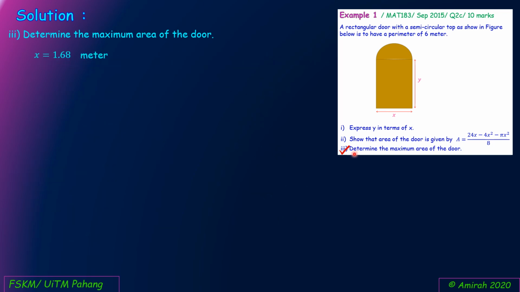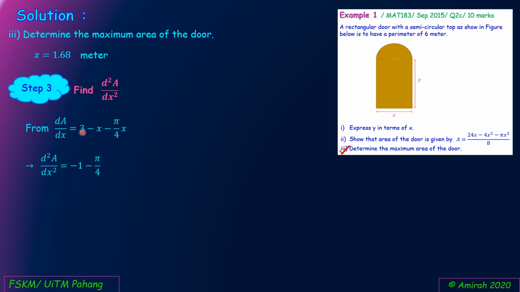We're still under question 3. Determine the maximum area of the door. From the previous slide, we get x equals 1.68 meter. Then we can continue with step 3. Find d2A over dx2. To find d2A over dx2, we need to differentiate the first derivative, dA over dx equals 3 minus x minus pi over 4 x, that we get in the previous slide, right? Then we can differentiate. We just differentiate one by one because in between is a minus sign.